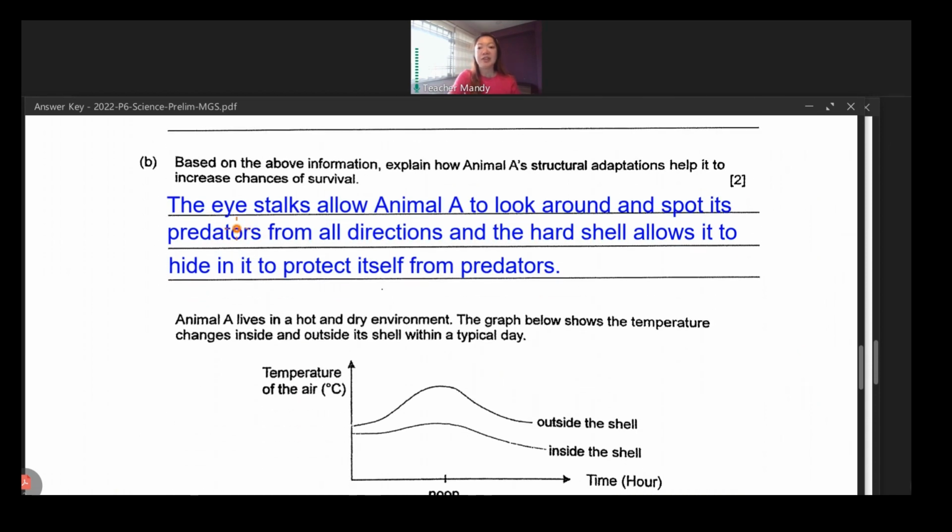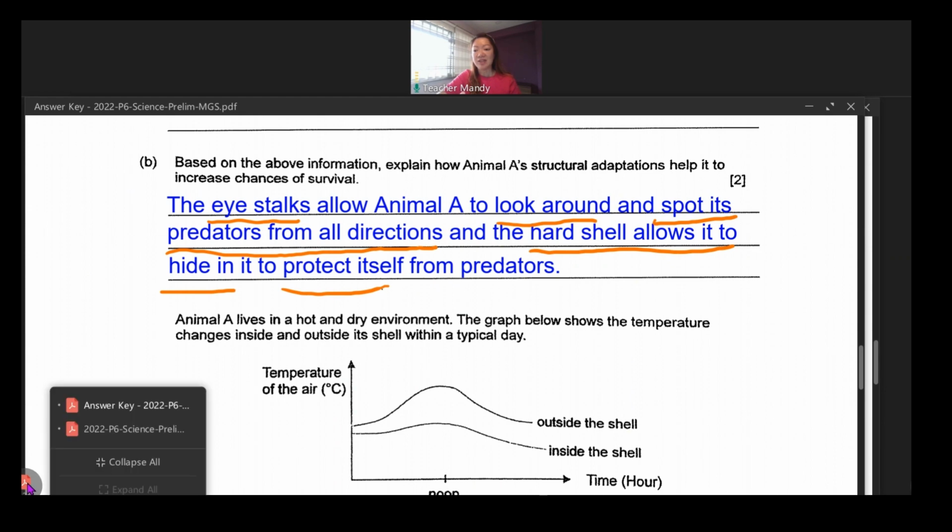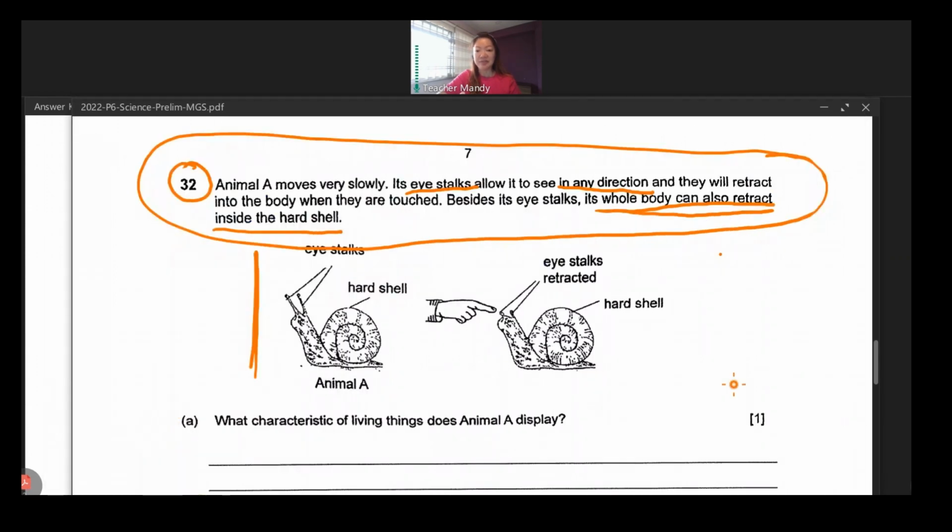So first, you have to mention the eye stalks allowing animal A to look around, spot its predators from all directions. The hard shell allows it to hide in it so as to protect itself from predators. Generally, it will not be eaten using these two ways of survival. Okay, now let's look at the next question.